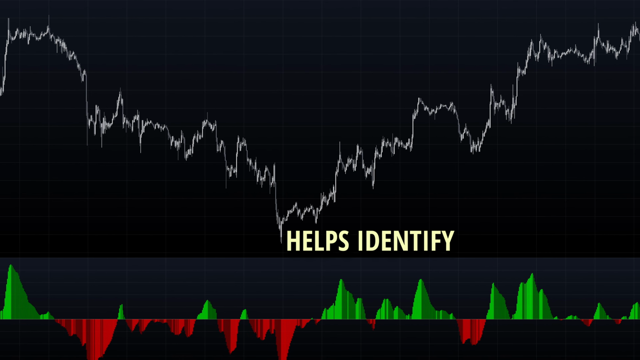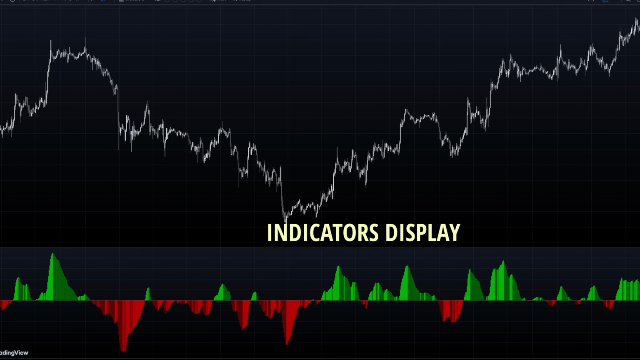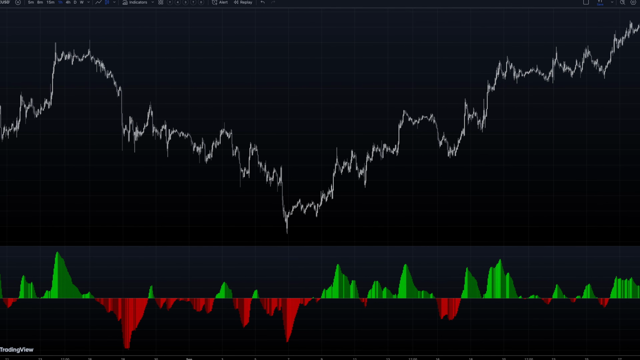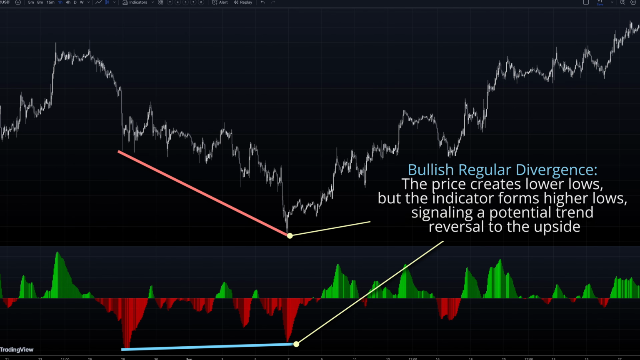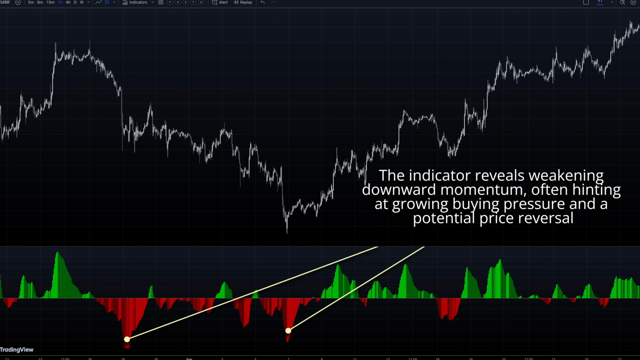Regular divergence helps identify potential market reversals by showing when price and momentum indicators display opposing behaviors. This divergence appears in two forms. Bullish regular divergence: price makes lower lows, while the indicator forms higher lows. While the price suggests continued selling, the higher lows on the indicator reveal diminishing selling momentum. This reduced downward momentum often signals potential buying pressure building up, leading to a possible price reversal.